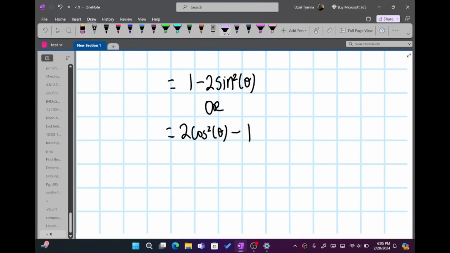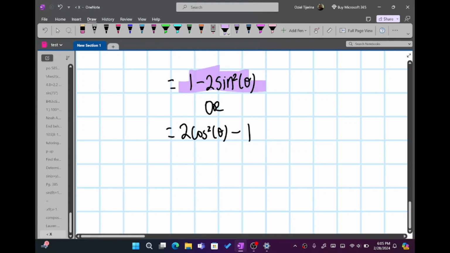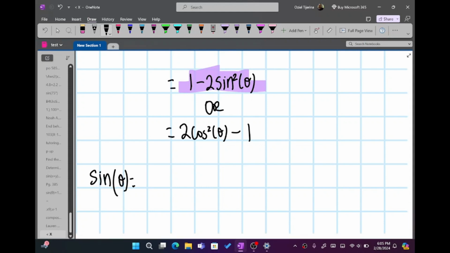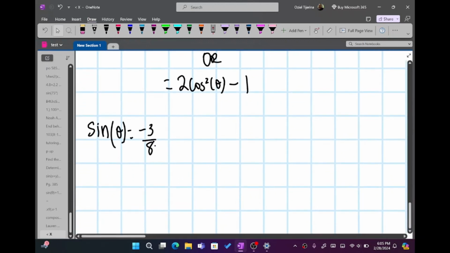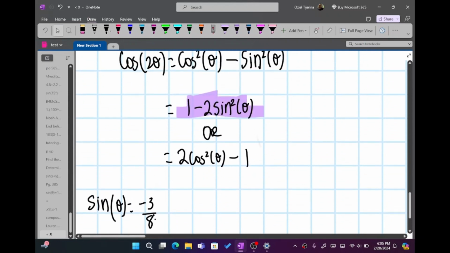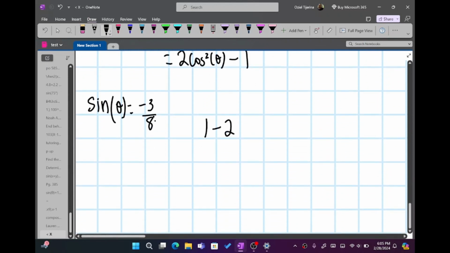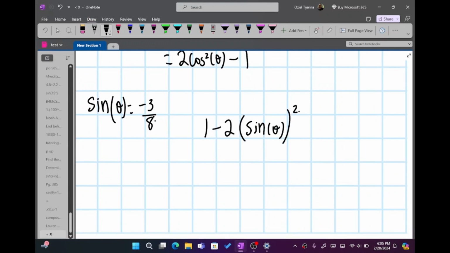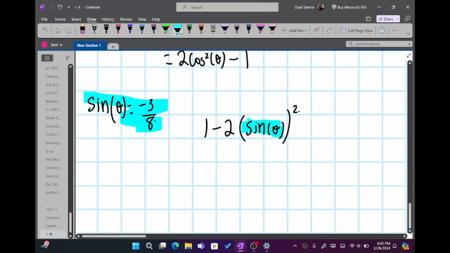So, this one. And again, we know that sine theta was equal to -3/8. So then we know that here we're just gonna have 1 minus 2, and we're gonna put sine theta squared. So really, sine theta is this, and we know when we square that, it would just be 2 sine squared theta.